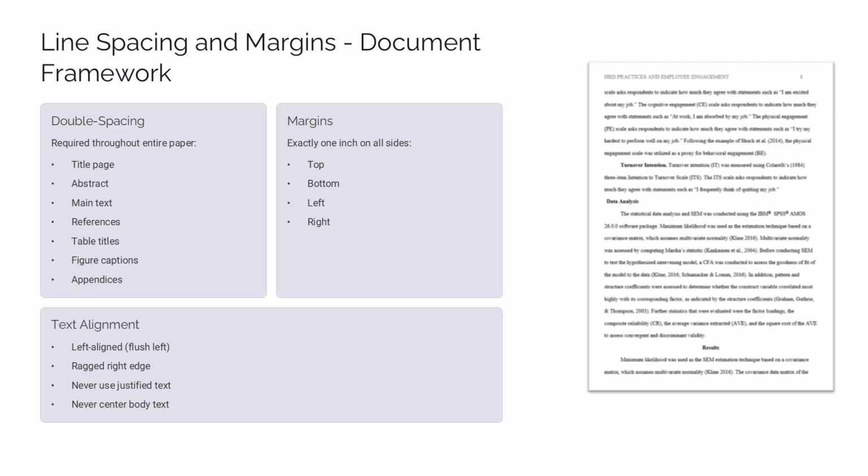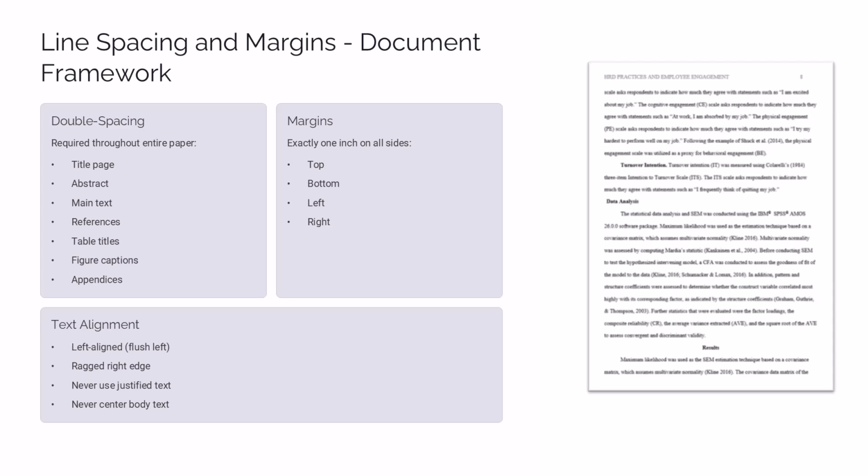This means your text lines up evenly on the left margin, but has a naturally uneven right edge. Left alignment is easier to read than justified text, which can create uneven spacing between words and make reading more difficult. Never use center alignment for body text, as this severely impairs readability.